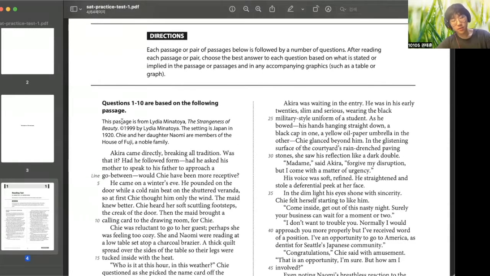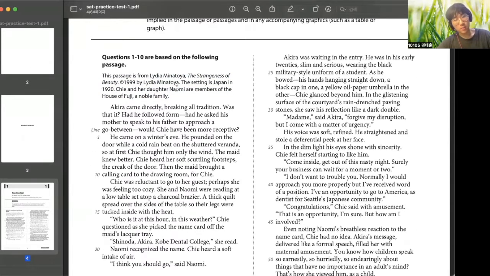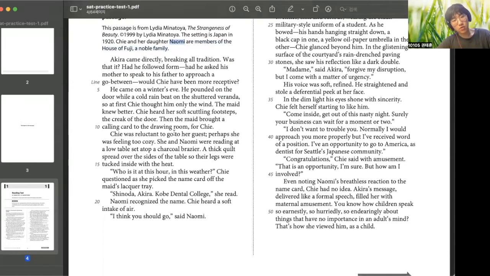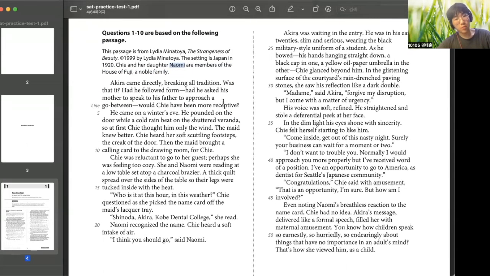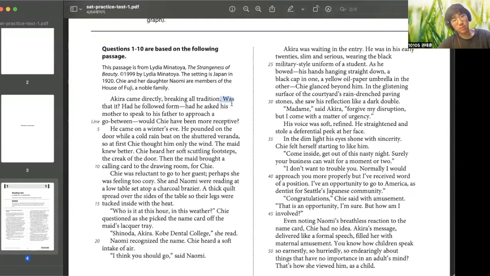The first passage, if there isn't a significant difference, will always be a fiction, a novel, or a story. As you can see, the first passage here is from Lindy Minotoya, The Strangeness of Beauty. This is basically a fictional story or a novel based on Japan. The first passage will always be fiction, and most times it will be from the 19th or 20th century, written in the past. You have to keep that in mind.